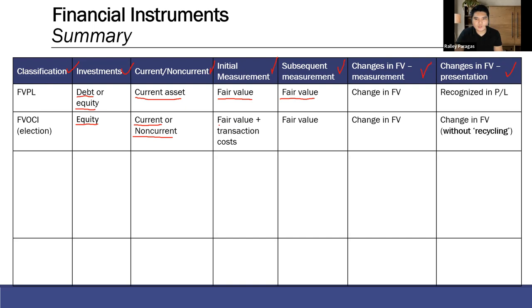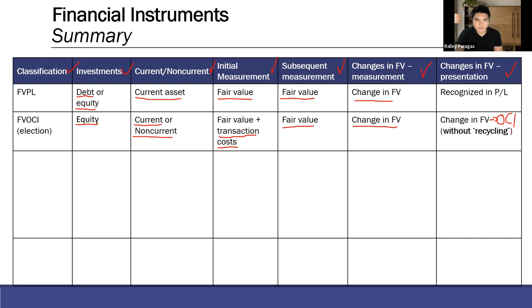No? That's compared with the FVPL classification. Doon sa FVPL, ini-expense out natin. Dito sa FVOCI, let's capitalize the transaction cost. Okay? In terms of subsequent measurement, same goes through with FVPL, i-measure mo at fair value. Any change in the fair value, okay, you recognize in OCI. No? OCI to lagyan natin. So any change in the fair value, lagay mo sa OCI without recycling.